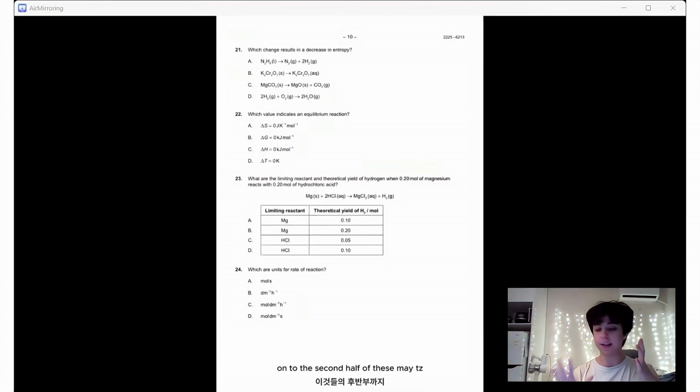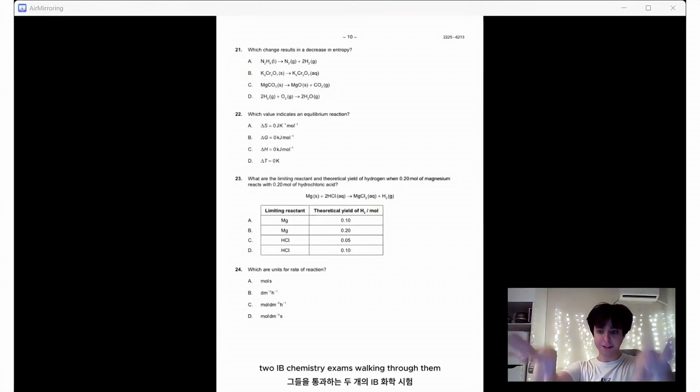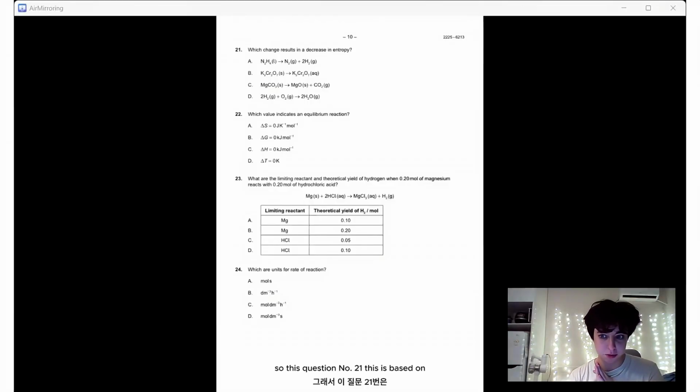On to the second half of these May TZ2 IB Chemistry exams, walking through them, continuing it. We're going. So, this question number 21 is based on which change results in a decrease in entropy. So, entropy, chaos, randomness, right?